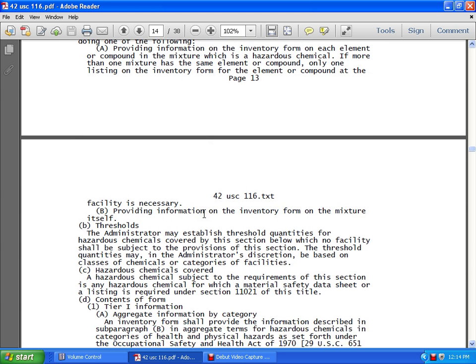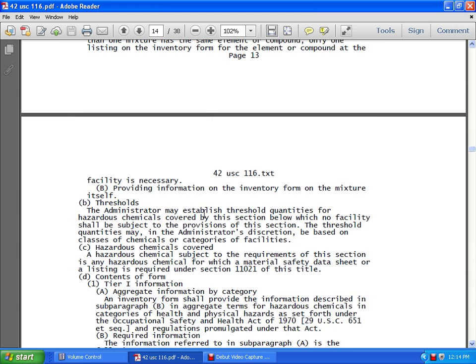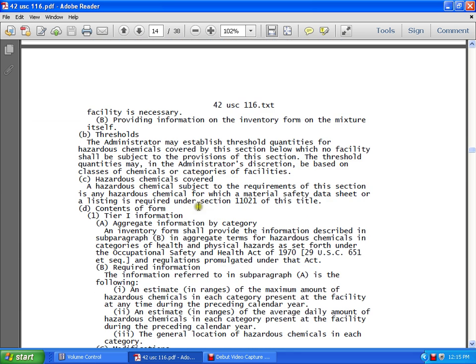(3) (b) Thresholds. The Administrator may establish threshold quantities for hazardous chemicals covered by this section below which no facility shall be subject to the provisions of this section. The threshold quantities may, at the Administrator's discretion, be based on classes of chemicals or categories of facilities. (c) Hazardous chemicals covered. A hazardous chemical is subject to the requirements of this section if the owner or operator is required to prepare or have available a material safety data sheet for the chemical, and for a listing required in section 11002 of this title.